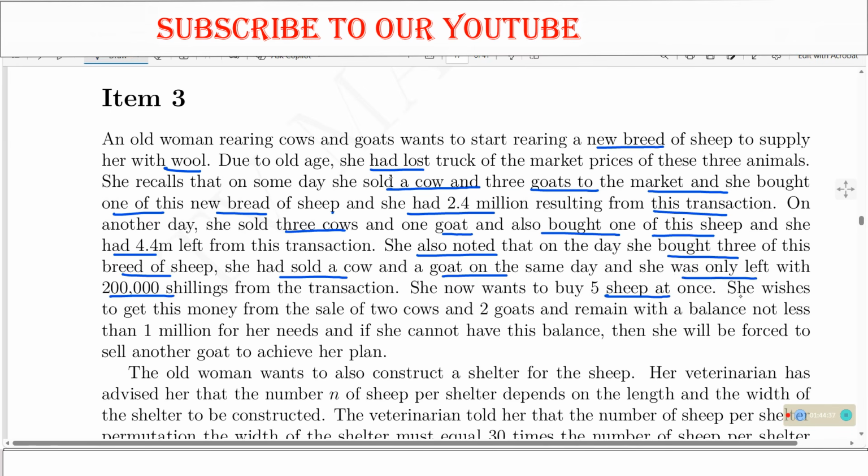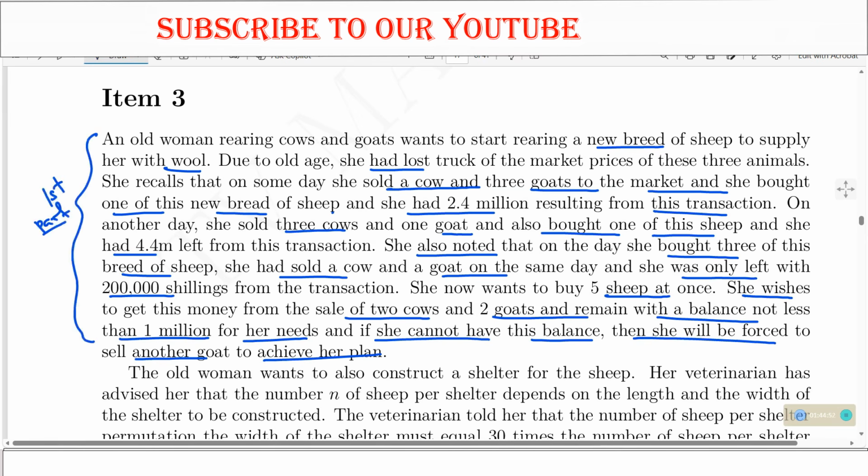She wants to buy 5 sheep at once. Now she wishes to get this money from the sale of 2 cows and 2 goats and remain with a balance of not less than 1 million for her needs. And if she cannot have this balance, then she will be forced to sell another goat to achieve her plan. So this will be the first part of our scenario, and that is what we shall be looking at first.